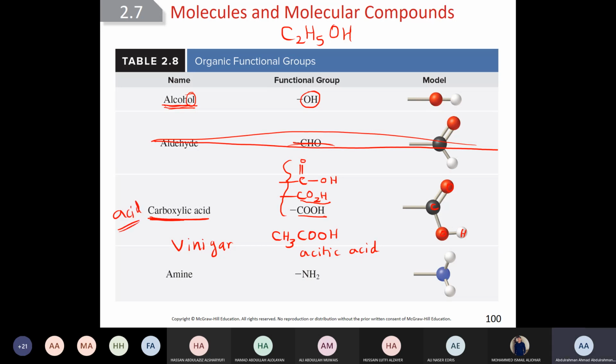Clear? The last group, when you have an organic compound bonded to NH2, this is called amine. Amine. And it is what? Base. So this is acid. What's this? Base. And this one, alcohol, is what? Neutral. What do you mean by neutral? Not acid and not base. I hope you know this. That's the only thing I wanted you to know here.